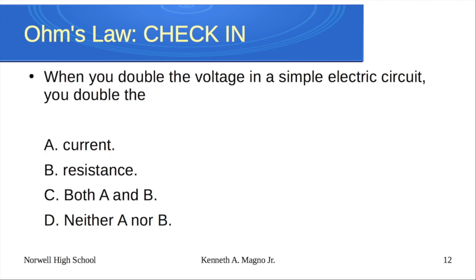So we'll check in here. If I was to double the voltage in a simple electric circuit, what else would double? Would the current double, the resistance, both A and B, or neither A nor B? And it's the current. Because again, if we think of this, I is equal to V over R. So if this goes up by a factor of 2, this would also go up by a factor of 2. Okay, and that's assuming that the resistance didn't change.